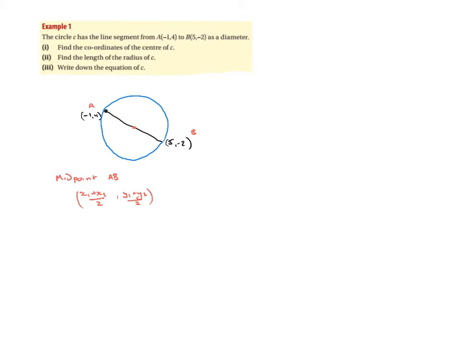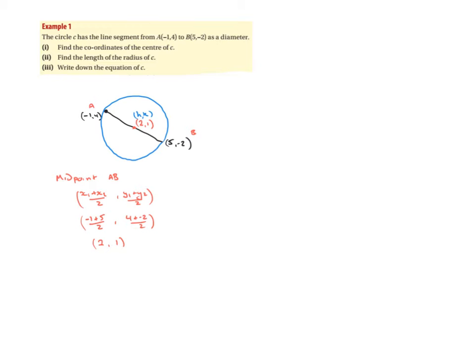So if we do that, we get minus 1 plus 5 divided by 2, there's my x coordinate, and my y coordinate is 4 plus minus 2 divided by 2. Tidy them up: minus 1 plus 5 is 4, 4 divided by 2 is 2. And then 4 plus minus 2 is 2, 2 divided by 2 is 1. So the midpoint here, the centre of the circle, is 2, 1. And remember, that's h and k, because that's the centre of the circle. So we now know that 2 is equal to h and 1 is equal to k.